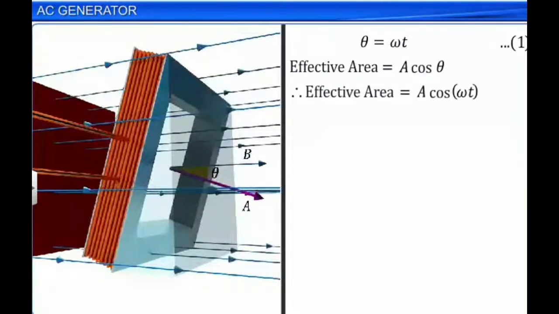From the equation, it is clear that this effective area is a time-dependent function. That means as the time changes, this effective area changes, which means that the flux linked with the coil also changes as the coil rotates in the magnetic field. So, as the coil rotates in the magnetic field, the flux linked with the coil changes.